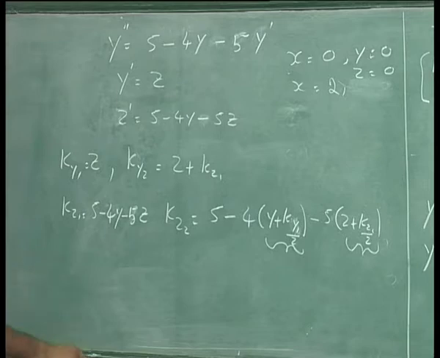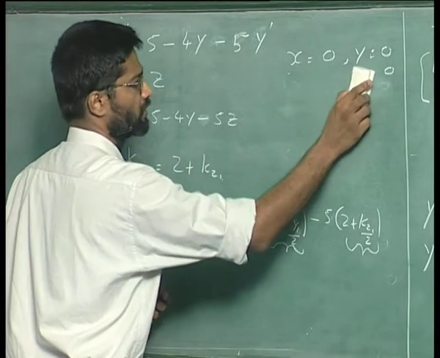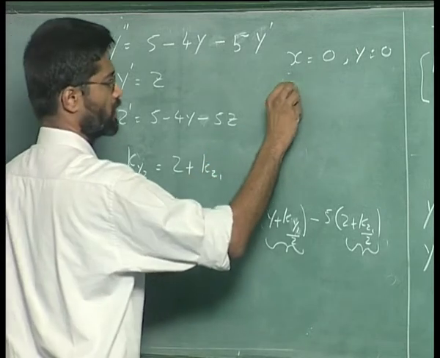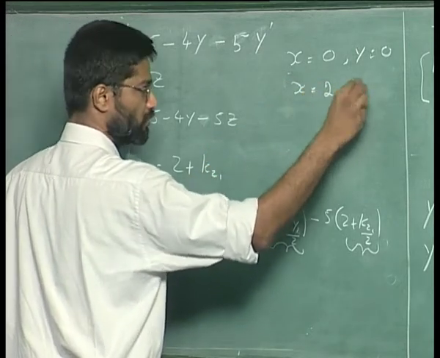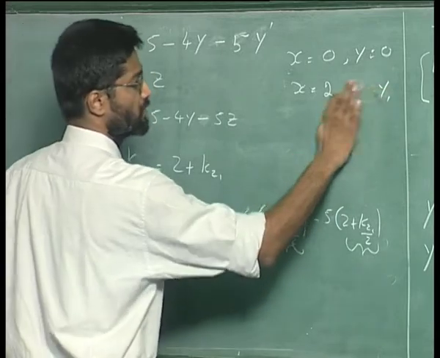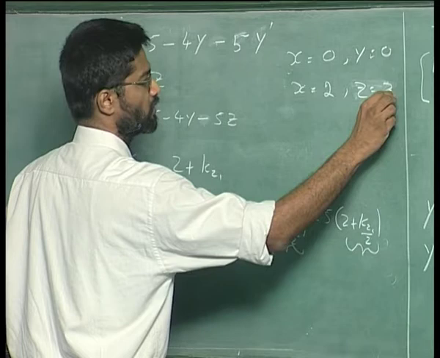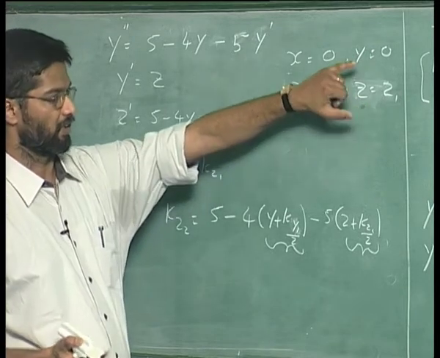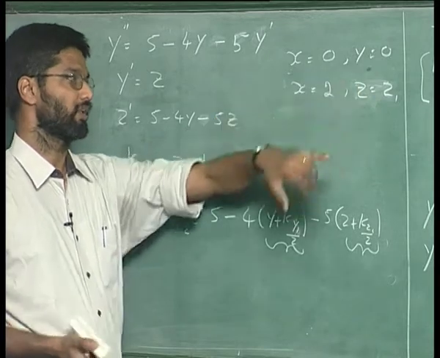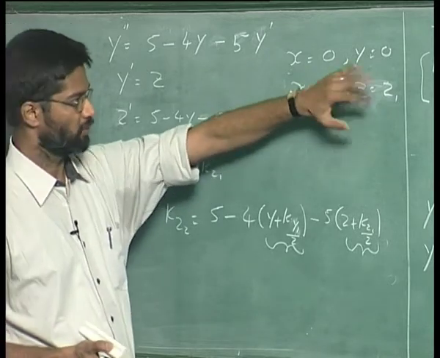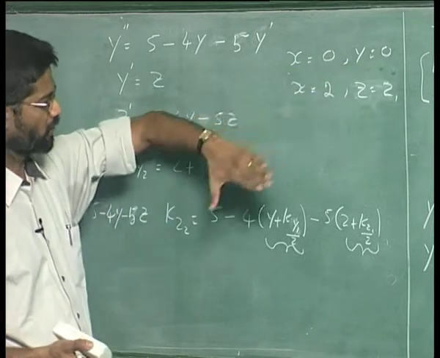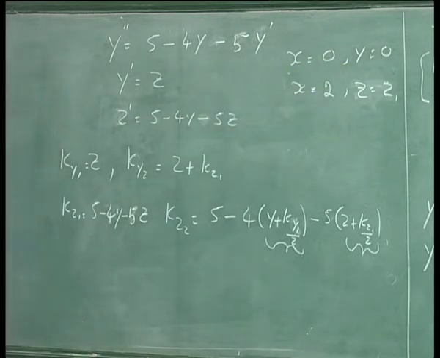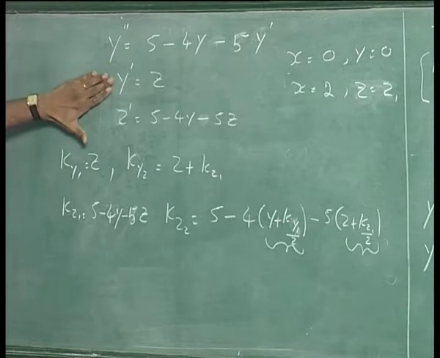So let's look at a particular example. Let's say we were given x equal to 0, y equal to 0, and x equal to 2, z equal to some z1. That's the boundary condition given. It could be even y. But let's say at one end we are given the derivative, and at the other end we are given the y value. It could be that at both ends the y values are specified. Anyway, one boundary condition is specified at x equal to 0, another boundary condition is specified at x equal to 2. In that case, we could use exactly the same method: convert this into two first order equations.